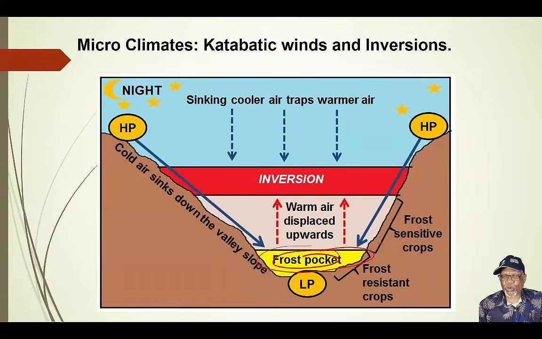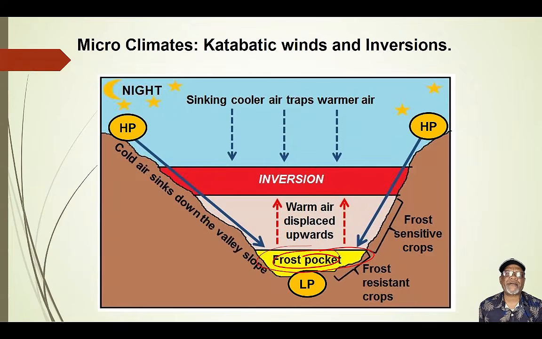Where are you going to grow them? You grow them just a little bit above the frost pocket. And what are you going to grow here in the frost pocket? You are going to grow the crops that can resist the frost. So what do you have there? You have a process called temperature inversion.